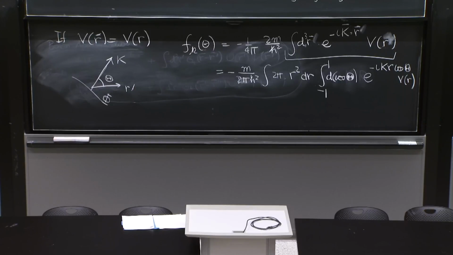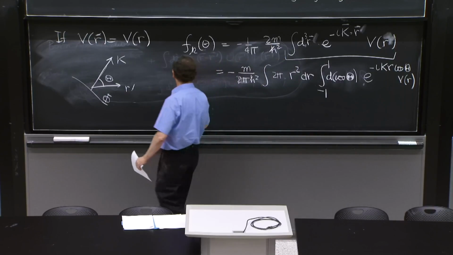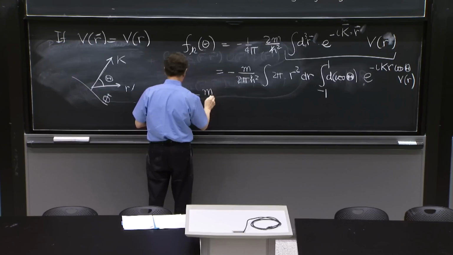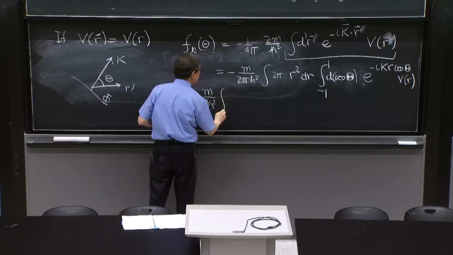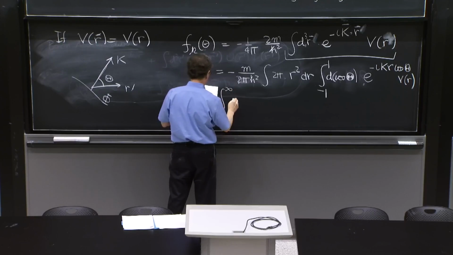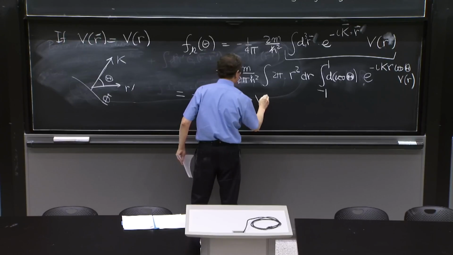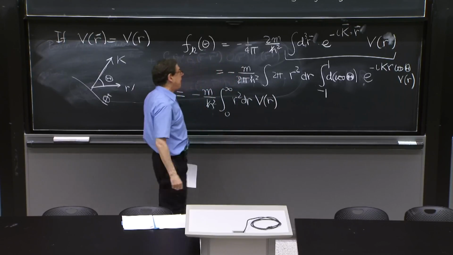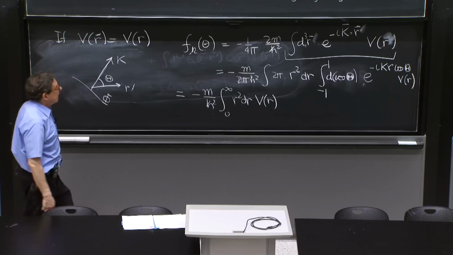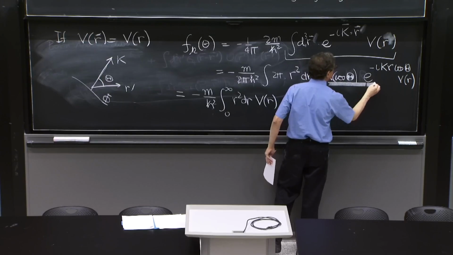So things simplify even more. So the 2 pi's cancel, so you get minus m over h squared. The radial integral, it's 0 to infinity, r squared dr, v of r. And you have the angular integral. And that angular integral is easily doable. It's that and this.